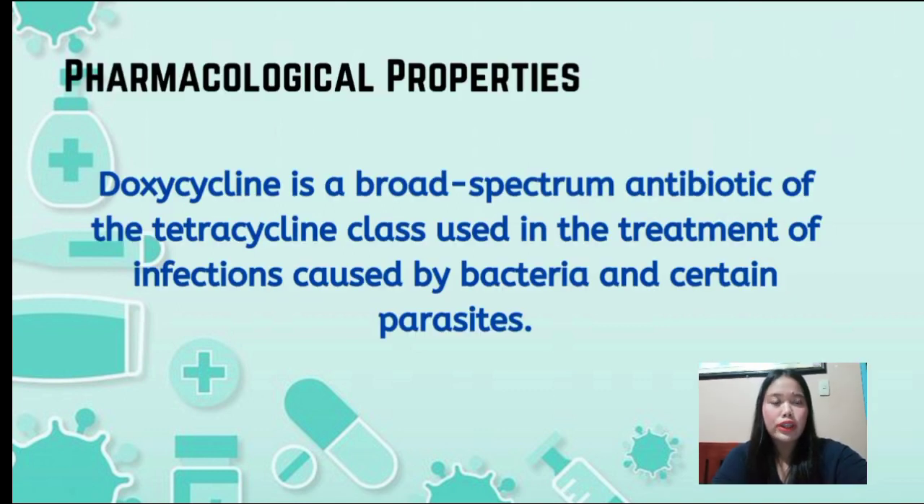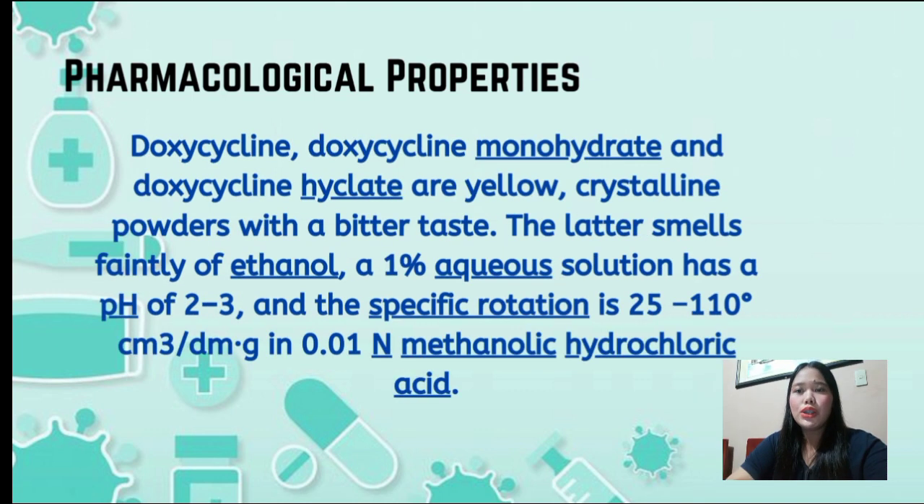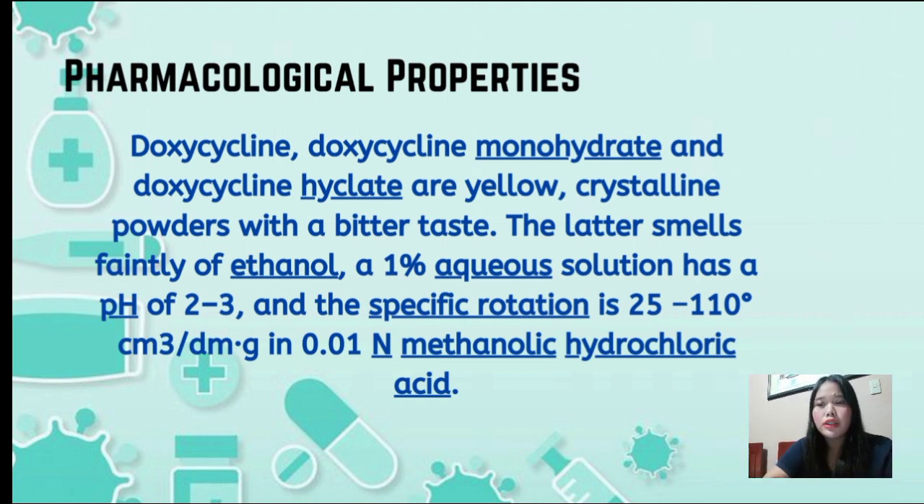Pharmacological properties of doxycycline. Doxycycline is a broad-spectrum antibiotic of the tetracycline class used in the treatment of infections caused by bacteria and certain parasites. Doxycycline monohydrate and doxycycline hyclate are yellow crystalline powders with a bitter taste. The latter smells faintly of ethanol. A 1% aqueous solution has a pH of 2 to 3, and the specific rotation is 25 to 110 degrees in 0.01 N ethanolic hydrochloric acid.